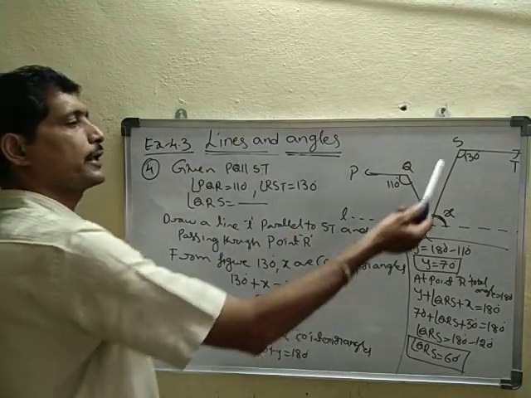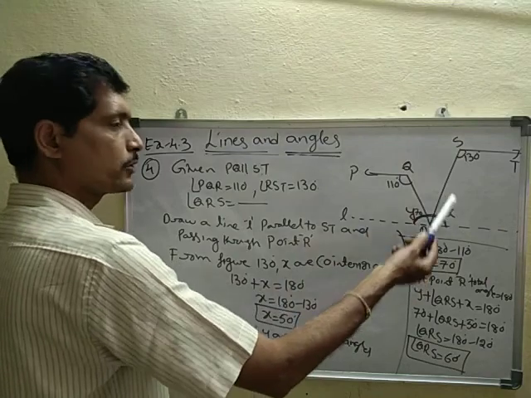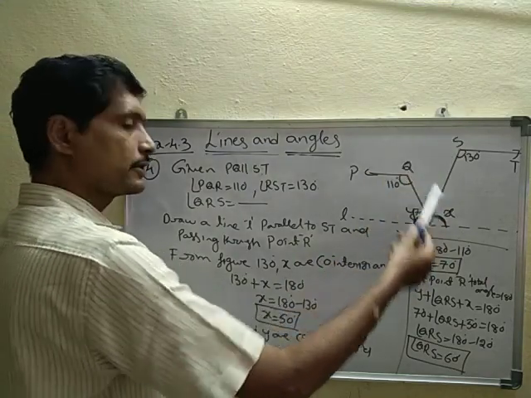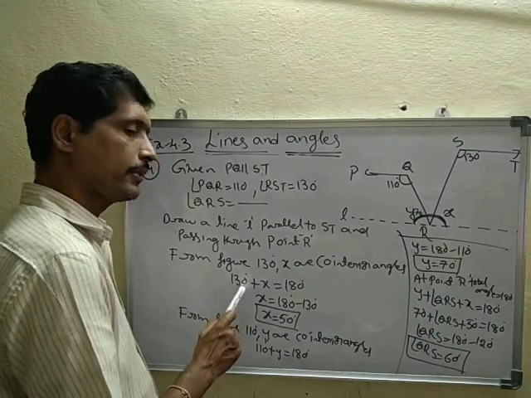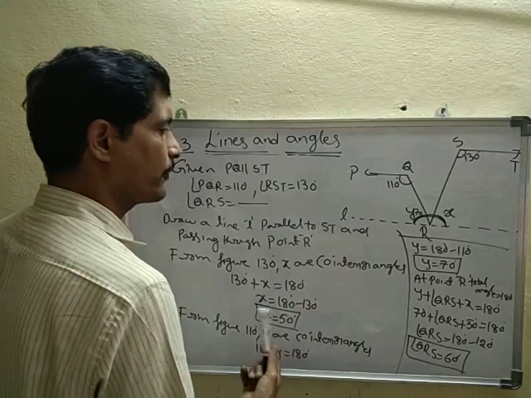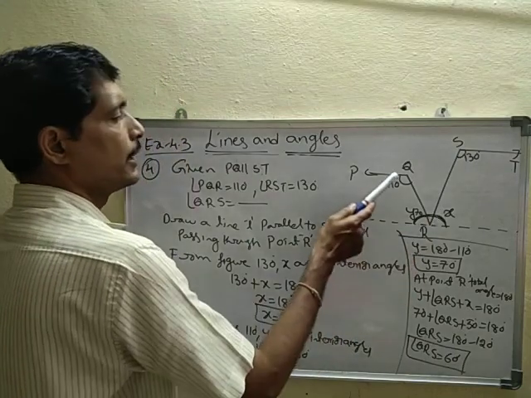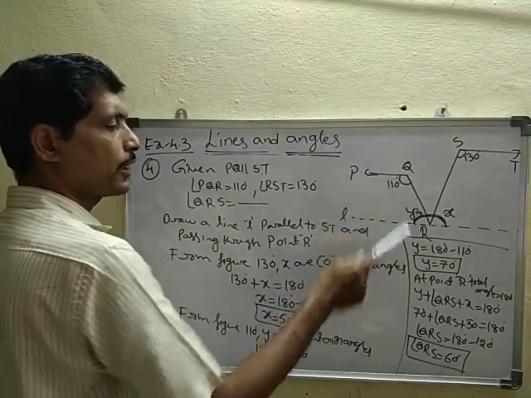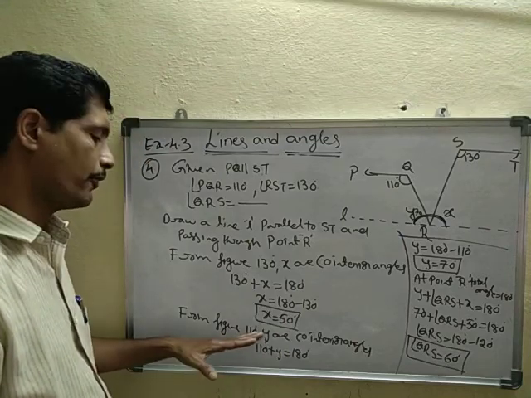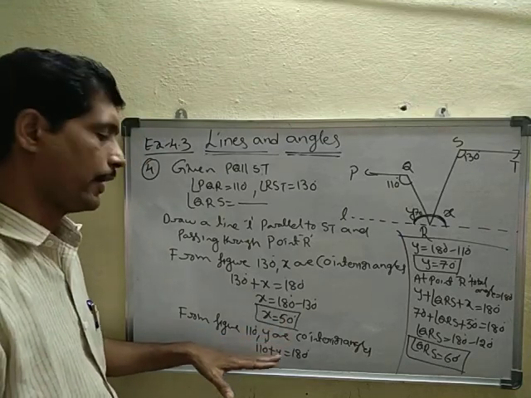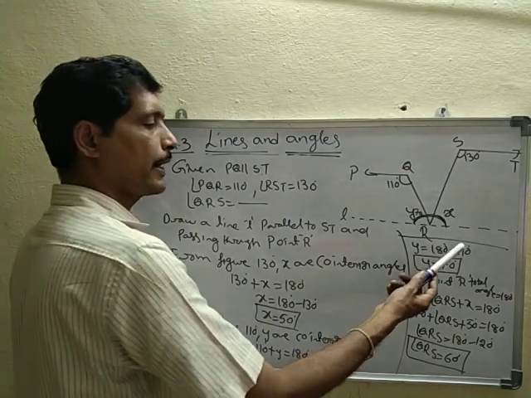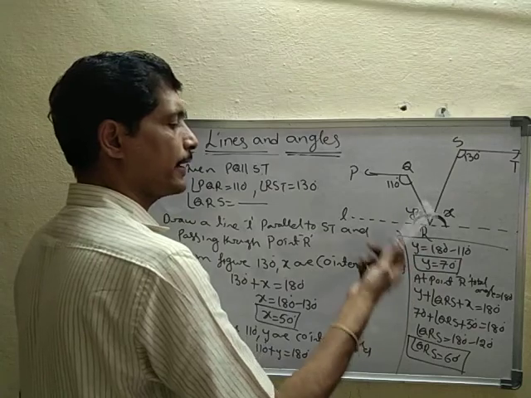From figure, 130 degrees and x both are co-interior angles. Sum of co-interior angles equal to 180 degrees. 130 plus x equal to 180, x equal to 180 minus 130, that equal to 50 degrees. This angle is 50 degrees. Here also 110 and y both are co-interior angles. 110 plus y equal to 180 degrees. Therefore, y equal to 180 minus 110 degrees, y equal to 70 degrees.